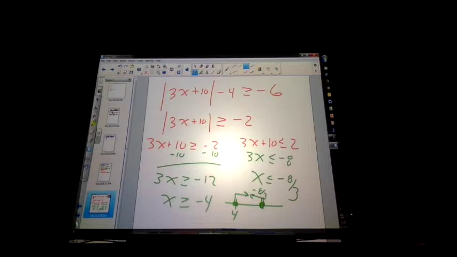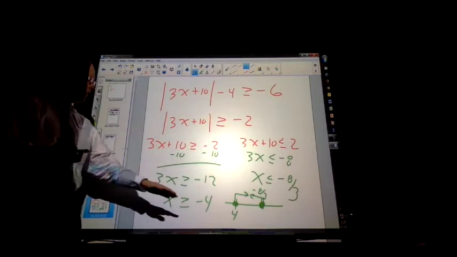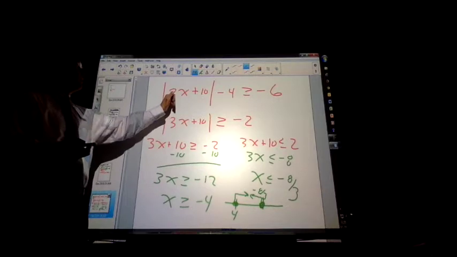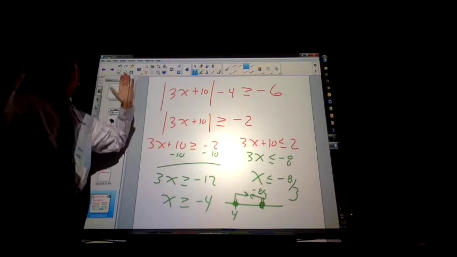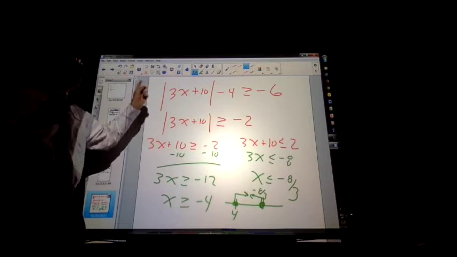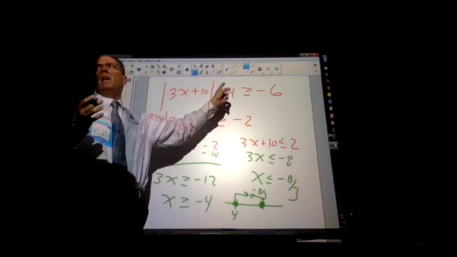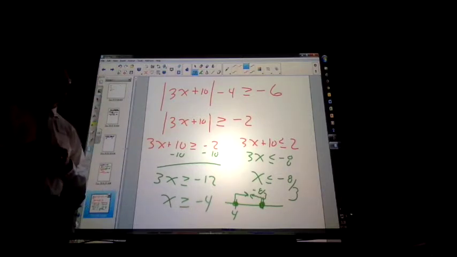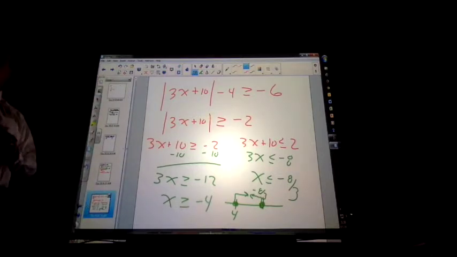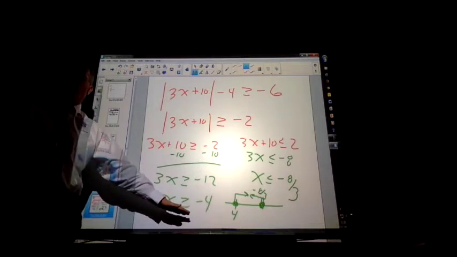Okay? So let's double check if it is no solution. So let's just take -4 and plug it in. 3 times -4 is -12. -12 plus 10 is -2. The absolute value of -2 is 2. 2 minus 4 is? -2. Is -2 greater than -6? Meaning, is -2 further to the right than -6 on a number line? Okay, so I think this is going to work for our first problem.